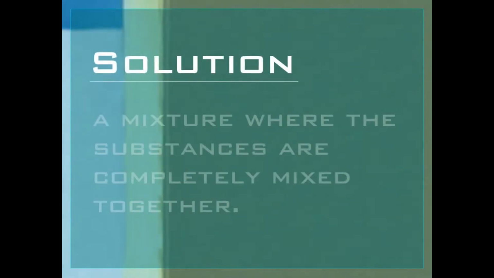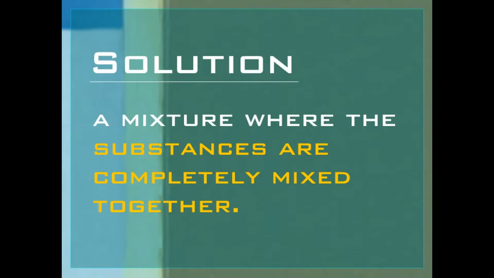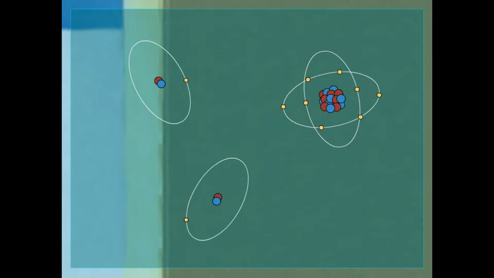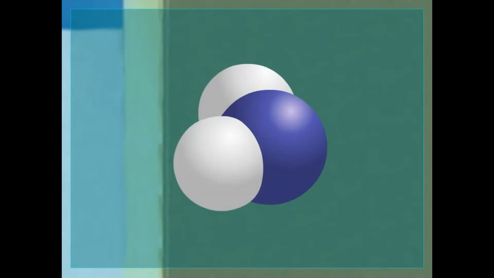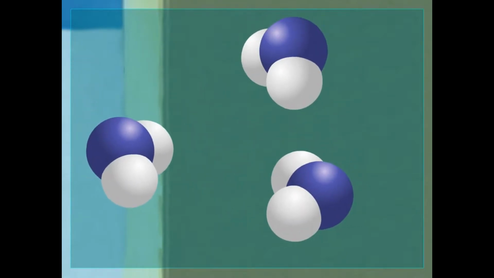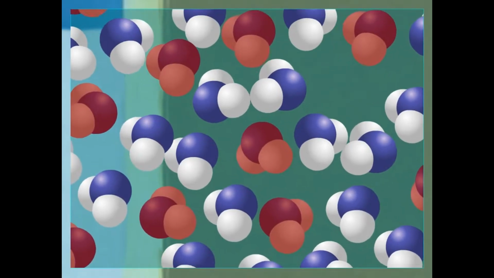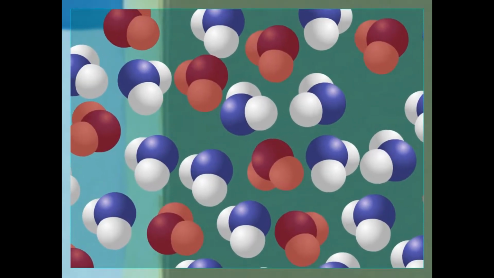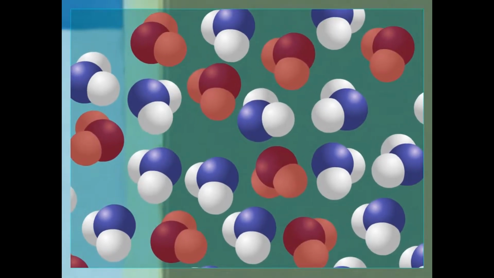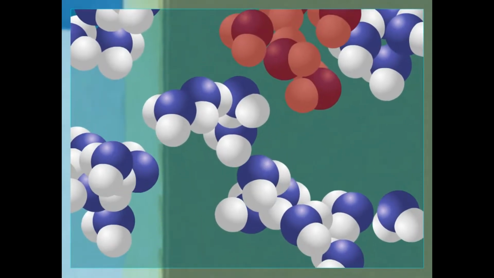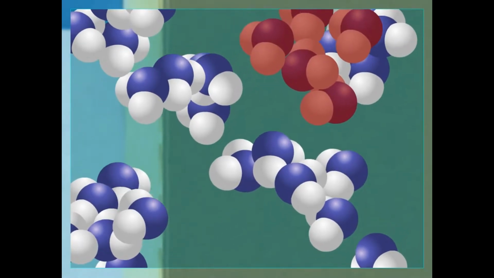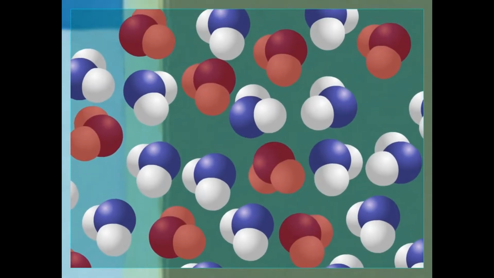Now a solution is a mixture where the substances are completely mixed together. Remember, all substances are made up of tiny, tiny particles called atoms. When one type of atom bonds with one or more other kinds of atoms, they make up molecules. Each substance in a solution is made up of its own group of molecules. When the substances in the solution are mixed together, each group of molecules makes room for the others, so that all the molecules are evenly distributed throughout the solution. In a mixture, there might be some molecules here, some molecules there. In a solution, they are all spread out the same way.